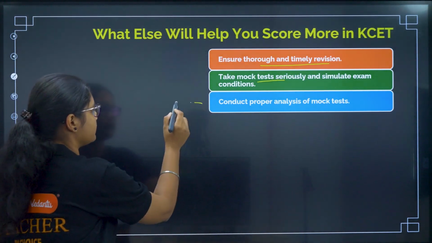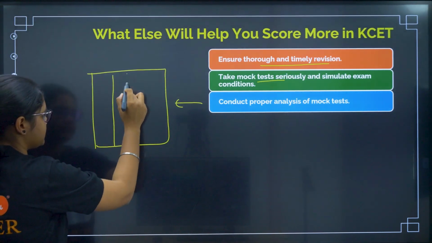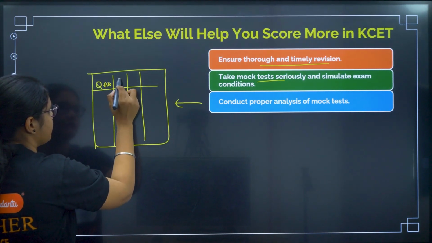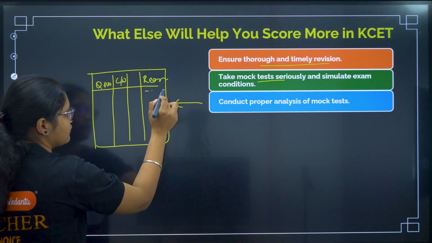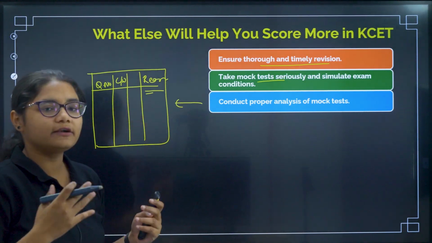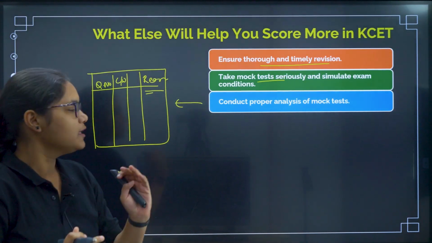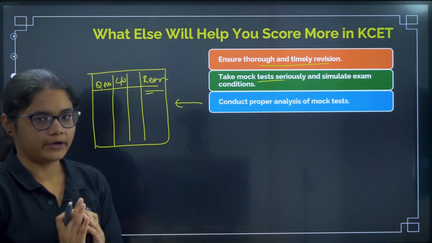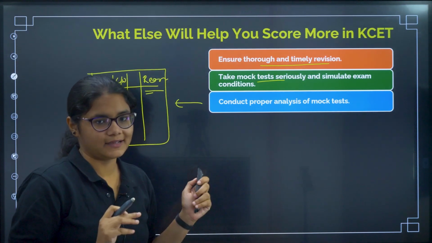When you do the analysis, you can prepare a sheet where you write the question number, whether it is correct or wrong, and then you write down the reason why it is wrong. What was the reason for that question to be wrong? Whether you don't know that concept, you made a silly mistake, or you made a calculation mistake. So you can analyze what type of mistakes you have made and then work on it. Analysis is very important. After every mock test, analyze it.